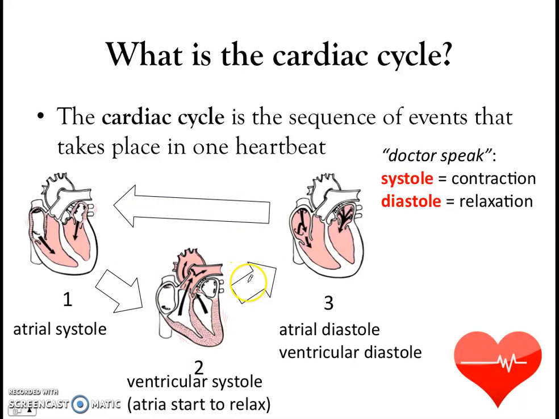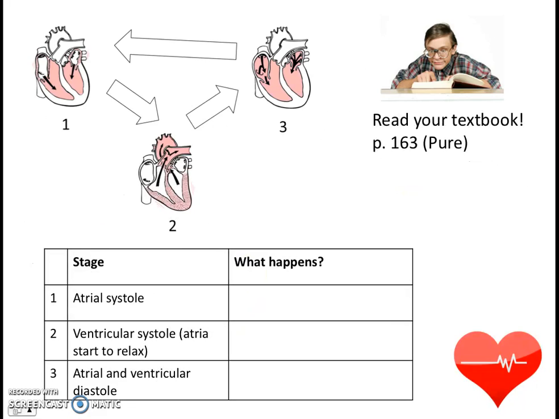In class, we're going to do a cool thing with our hands to show how this works. At this point, I would like you to read your textbook on page 163, read it through, and think about and write down what happens during each stage. For example, atrial systole: both atria will contract, and then blood moves from the atria to the ventricles. Do that for the rest of the rows as well. Please do this, it will really help you, and you need to be very clear what is happening.